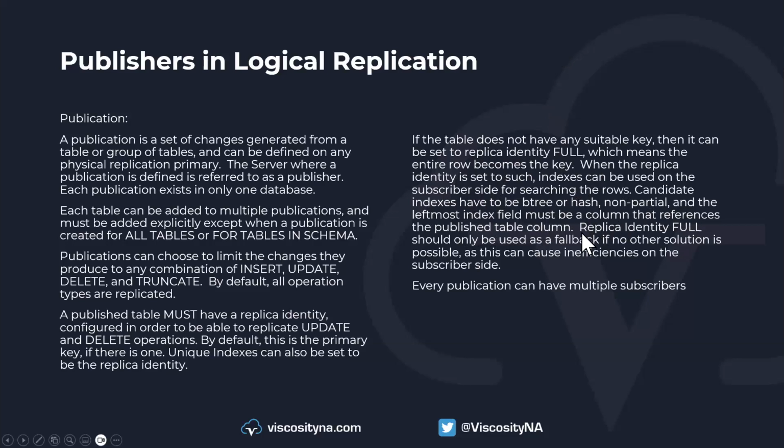It should be noted, though, that replica identity full, in other words, trying to replicate a table without a primary key, this solution should only be used as a fallback if no other solution is possible, as this can cause inefficiencies on the subscriber side. Let's say if you have reporting. So final note, every publication can have multiple subscribers.